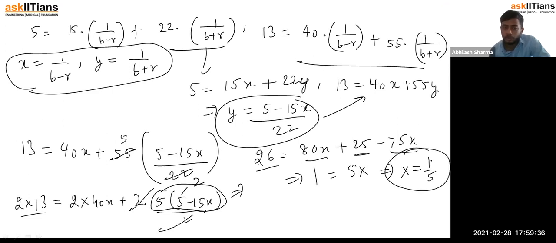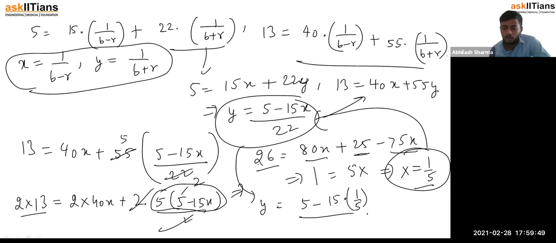Now substituting this value of x in the equation, we will also get the value of y. How much are we getting? Look, 5 minus 15 into 1 by 5, whole divided by 22. How much is this becoming? 5 minus 3, because this will cancel as 3 only, right? So 2 upon 22. So y, how much are we getting? 1 upon 11, okay?